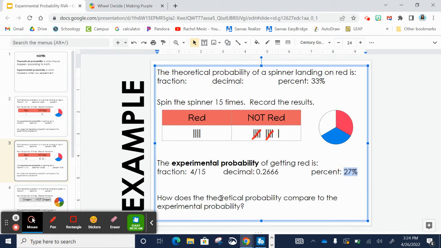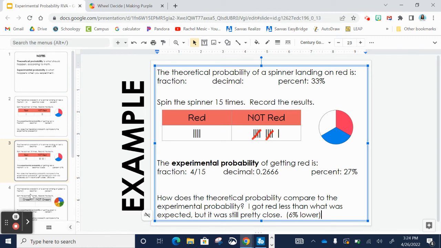It says, how does the theoretical probability compare to the experimental probability? This will be in your own opinion. How does 33% compare to 27%? In my opinion, I got red less than what was expected, but it was still pretty close. Technically, it was about 6% lower, so it's still pretty close. You're going to interpret what happens.